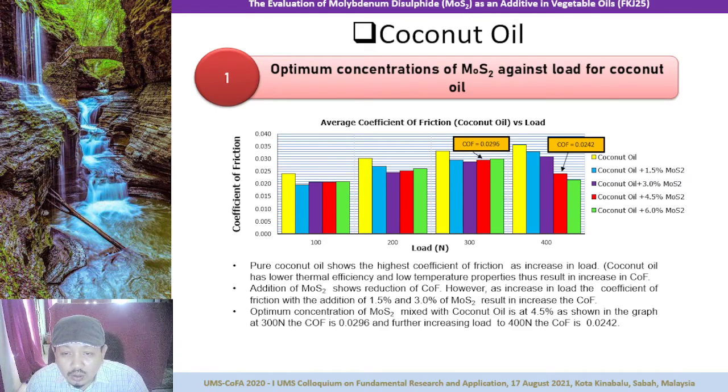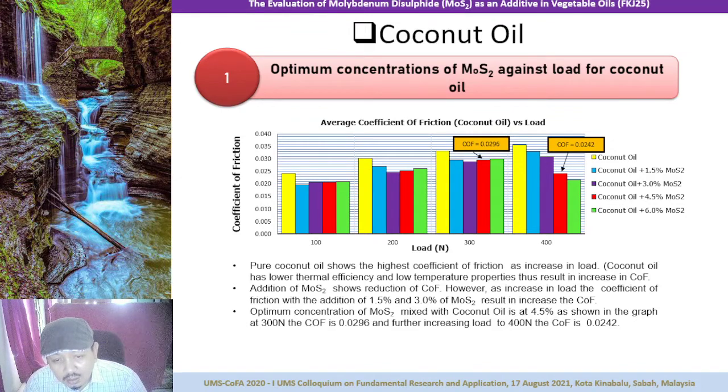Pure coconut oil shows the highest coefficient of friction as the load increases. Coconut oil has low thermal efficiency and low temperature properties, thus resulting in an increase of COF, the coefficient of friction. The addition of molybdenum disulphide shows a reduction of the coefficient of friction. However, as the load increases, the coefficient of friction with the addition of 1.5% and 3.0% molybdenum disulphide results in an increase of COF. The optimum concentration of molybdenum disulphide mixed with coconut oil is 4.5% as shown in the graph.